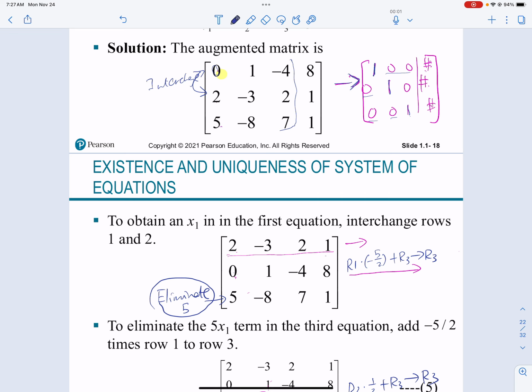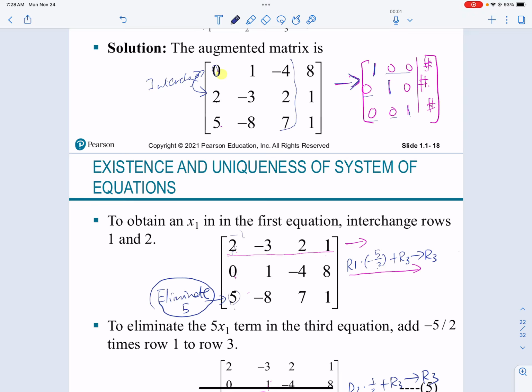Now what do we want to do? Eliminate the 5. Are you with me? How could we eliminate the 5? Here we have x1, here I have x1. For the second one, you do not even have x1. Are you with me? So we wanted to use the first and the third to eliminate 5. So what will we do? It's r1 times what? Negative what? 5 over 2, because then it will give you negative 5. And plus the r3, then the 5 will be gone.